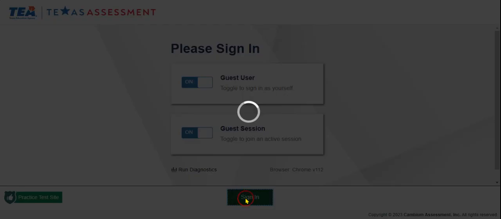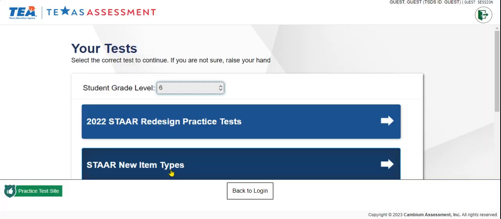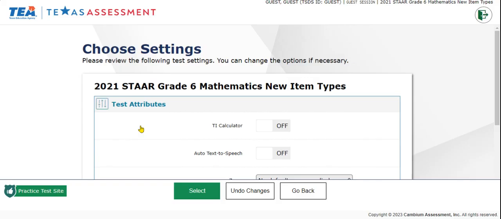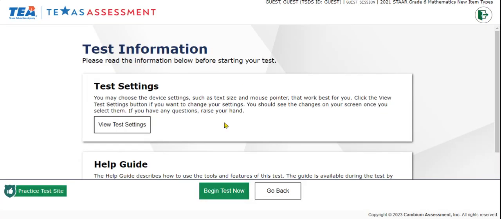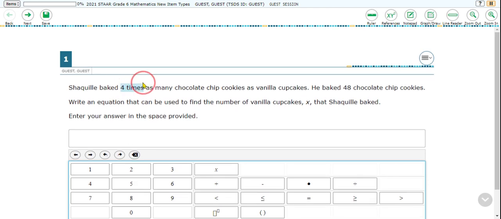So we're just going to click on it, go to sign in as a guest, select sixth grade. And for this one, we're going to do the new item types. So it's a new input, and there's 20 questions here, and then scroll down. And just going to leave all that stuff turned off and go ahead and begin.